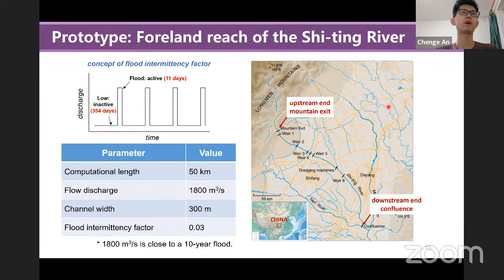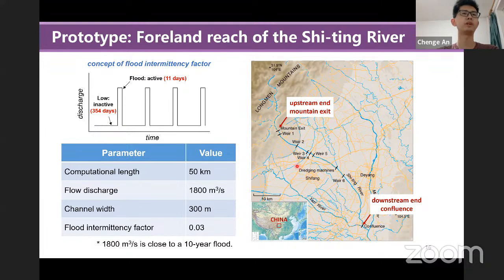And the prototype of our simulation is the Foreland reach of the Chenge River. The length of our computational reach is 50 kilometers, with the upstream end at the mountain exit and the downstream end at the river confluence.